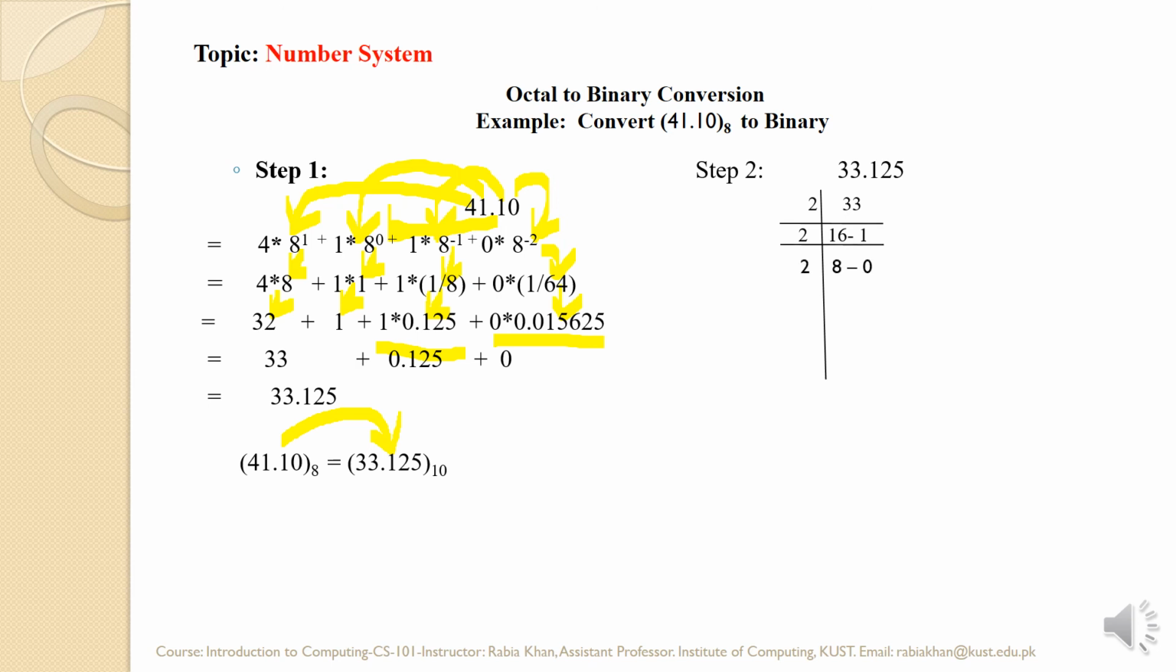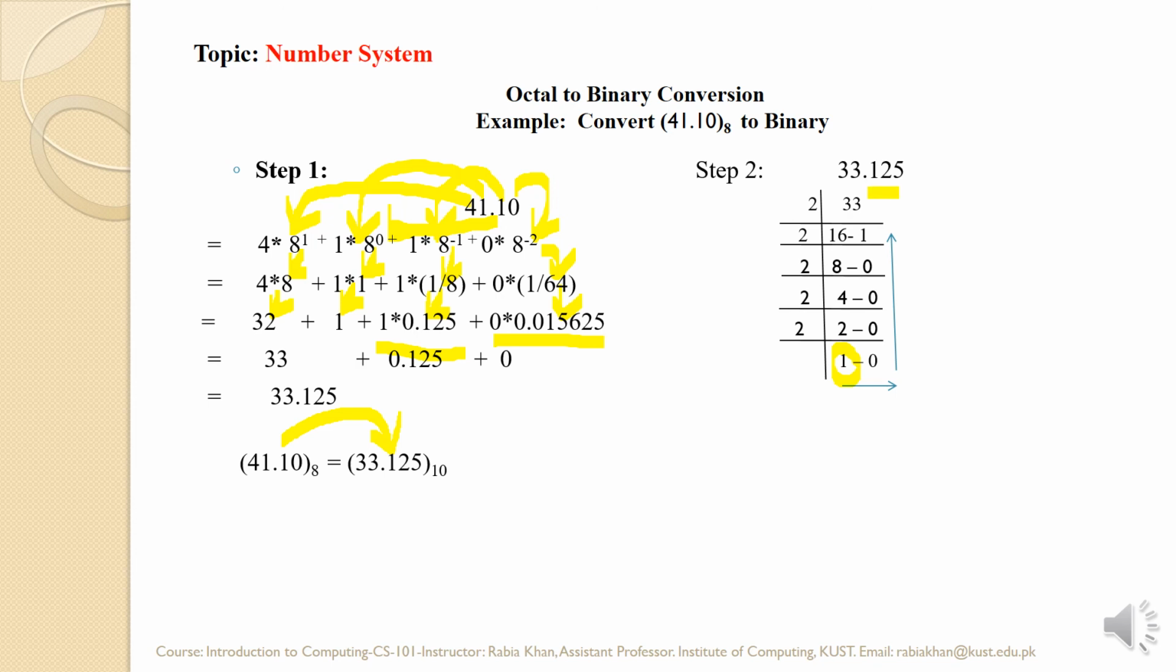16 is further divided by 2 and the result is 8 as quotient and 0 as remainder. 8 is further divided by 2. The result is 4 as quotient and 0 as remainder. 4 is further divided by 2 and the result is 2 as quotient and 0 as remainder. 2 is then again divided by 2 and the result is 1 as quotient and 0 as remainder. Here you can see the quotient 1 is within the range of the binary number system and it cannot be further divided by 2. So how can you write the answer? From bottom up manner, but before writing the answer we need to convert the fractional part.